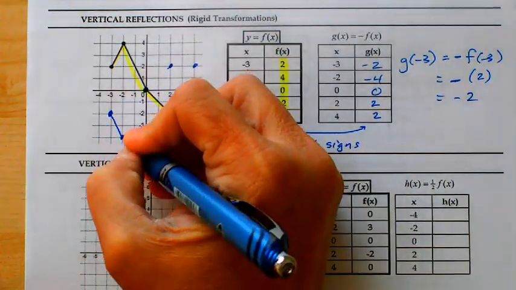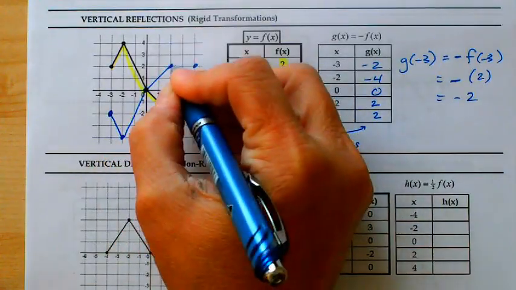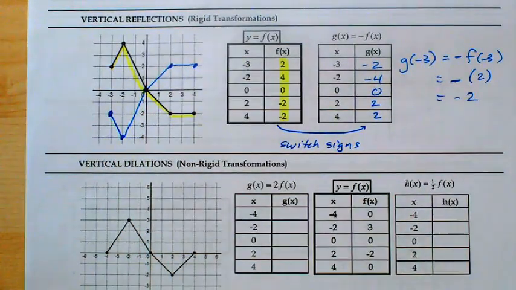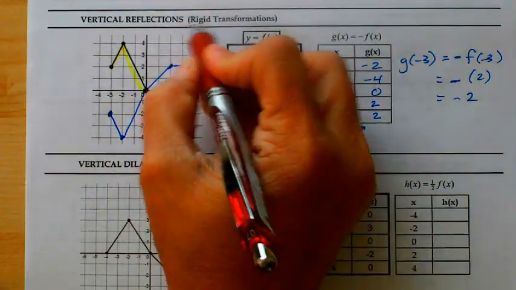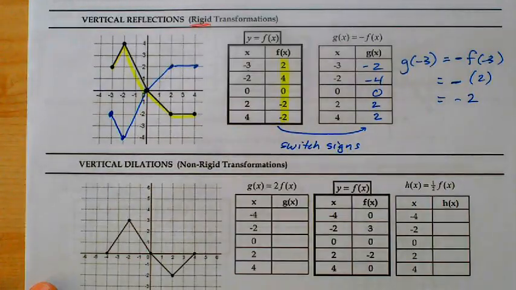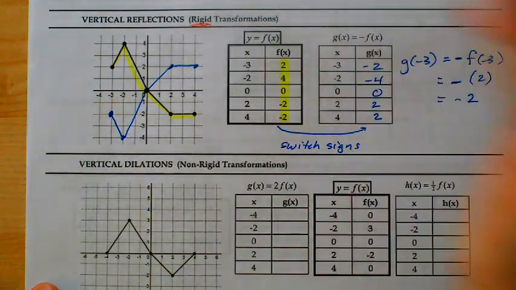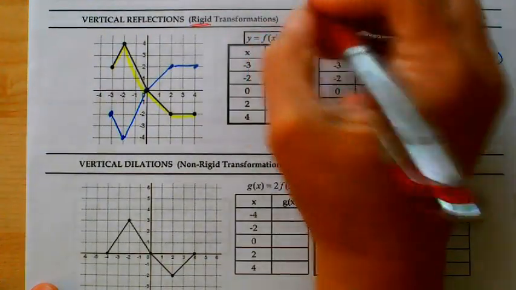And we connect the graph here. We connect the points. And we see, again, an example of a rigid transformation. It is the same shape. It has just been reflected over the x-axis. I'm just going to jot that up here.